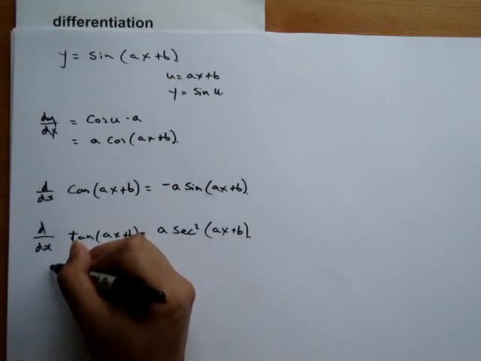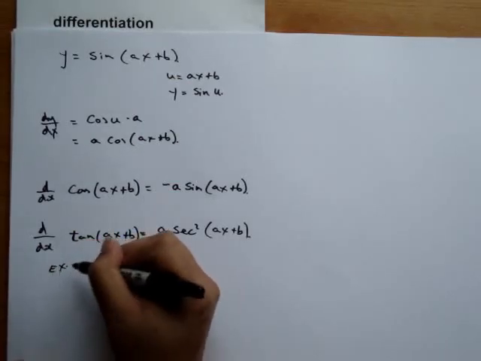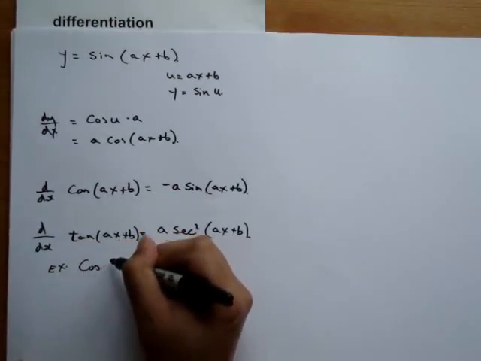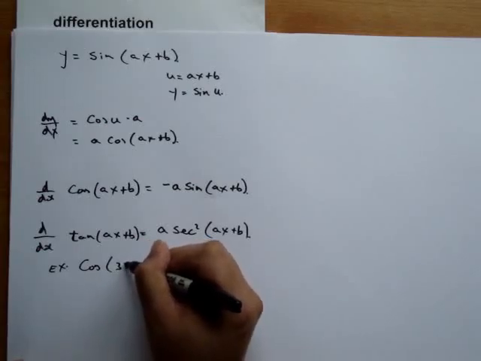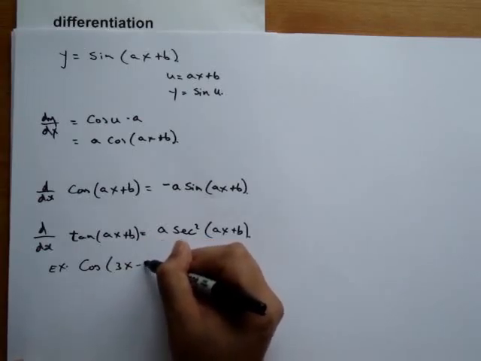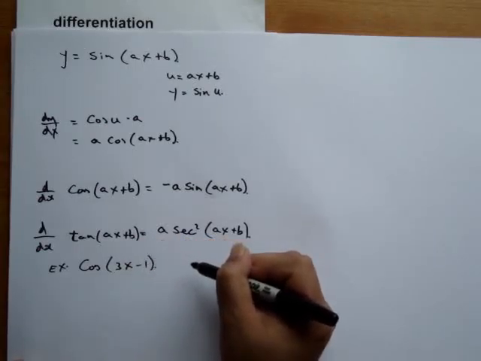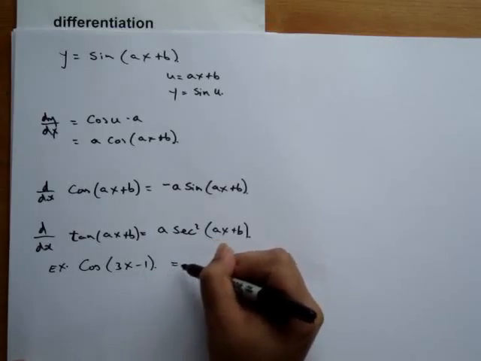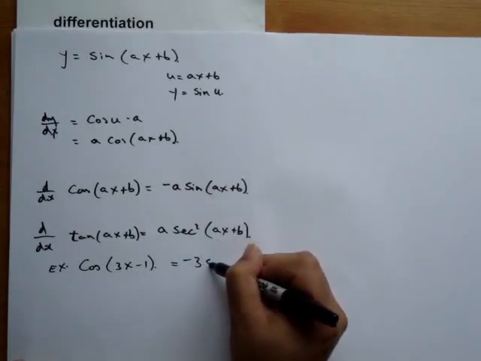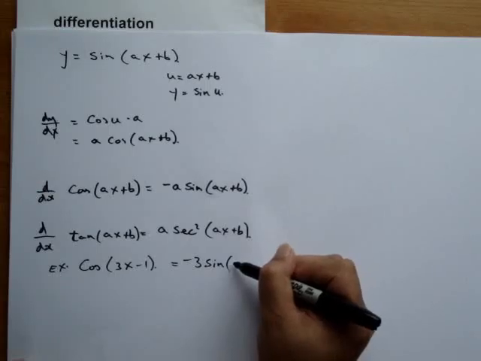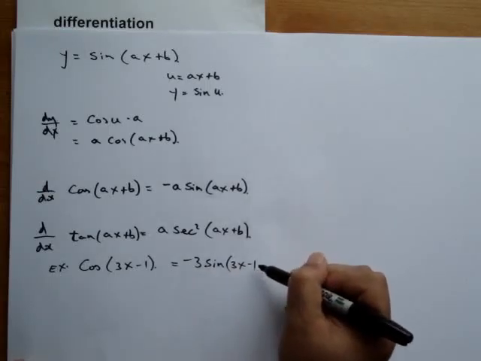So if we take an example, cos 3x minus 1, when we differentiate, that becomes minus 3 sine 3x minus 1.